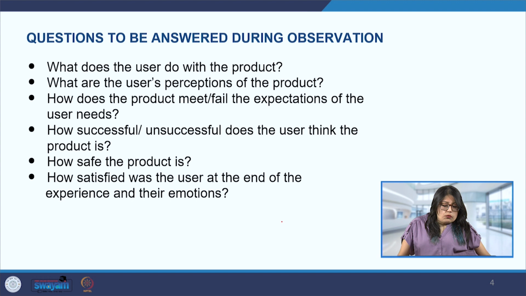How satisfied was the user at the end of the experience and their emotions? So, of course, desirability depends on the feelings, also the emotions. So, now if we are able to see that they are satisfied, their happy faces will communicate whether the product was successful, and they're satisfied, so this of course makes it a desirable product. Or if they are communicating the feeling, as well as their body language communicating that they are dissatisfied, that means there is some lack or scope of improvement still there.